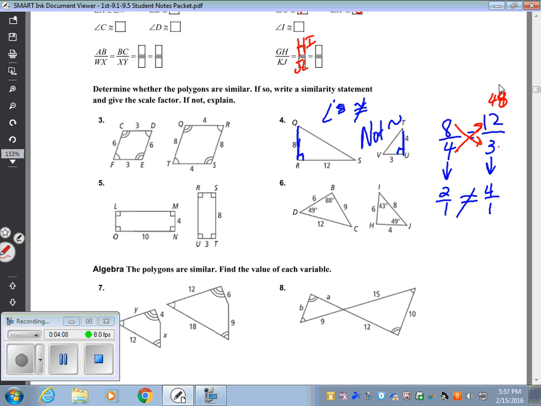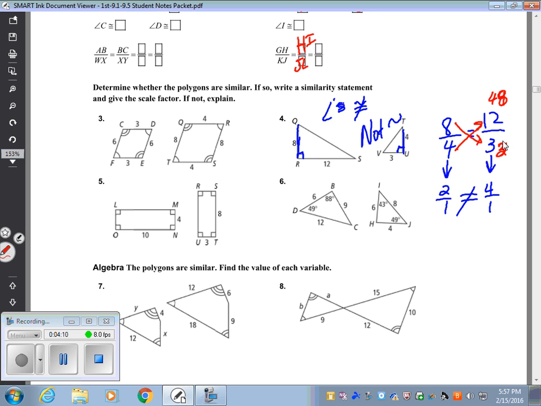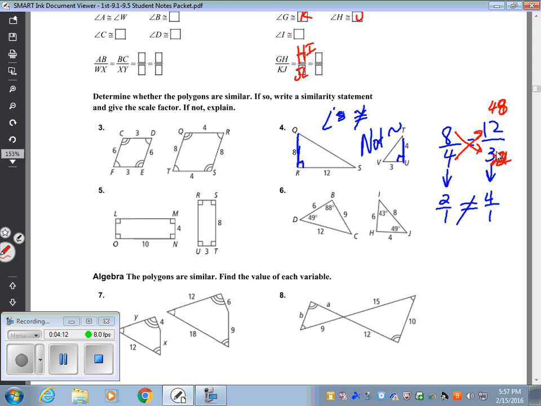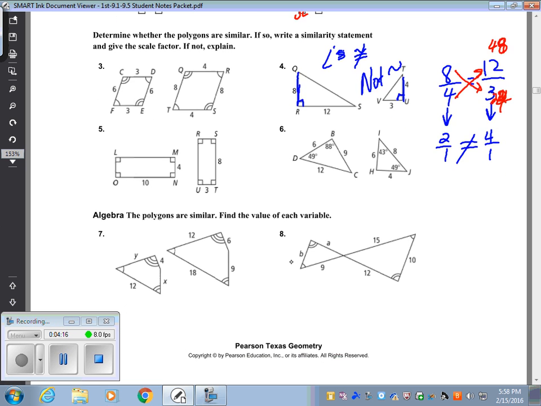And then 8 times 3 is 24. They're not the same. I just ran out of room. Sorry about that. So they're not proportional. Therefore, they're not similar. Then we did 5 too. 5 was like the exercise we did in the notes.